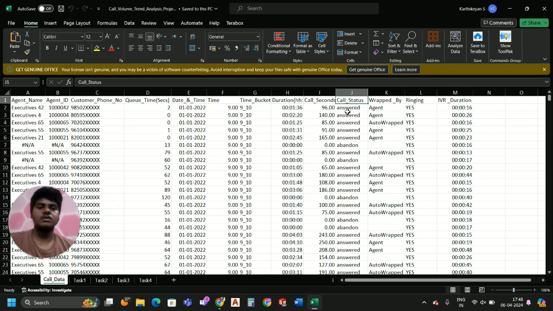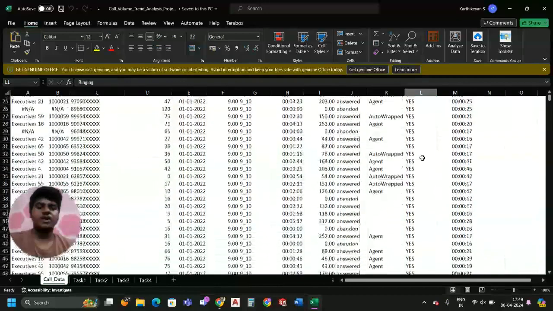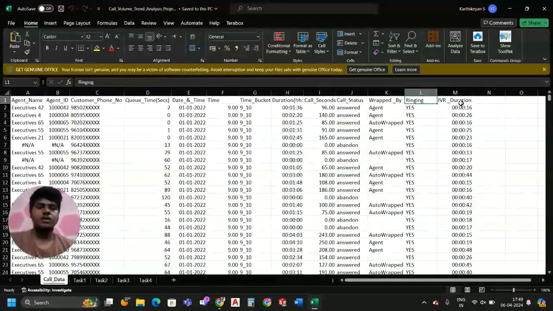Here this is the call status, whether the agent answered the call, or it was abandoned, rejected, or transferred. Then wrapped up, what action he has taken after answering the call. Whether the call is wrapped up by the agent, auto wrapped, or transferred, etc., will be known here. Ringing means it rang during the call. Then this is IVR duration. That means the interaction duration between the customer and the agent.